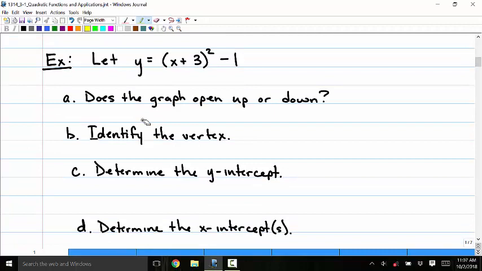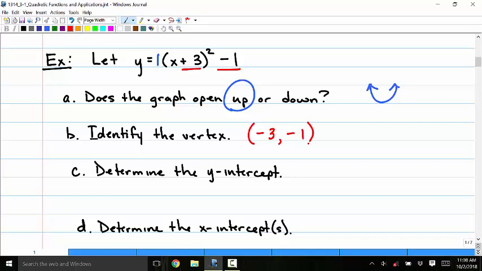Let your function be y equals quantity x plus 3 squared minus 1. First question, what is your a that's out front? 1. It's a positive 1. So is that graph going to open up or down? It's going to open down. Careful, a is positive. It's going to open up. So your graph is going to look like this. Can you identify the vertex? Yes. I'm looking here and here. So my vertex is going to be negative 3, negative 1. And it's going to be a minimum.